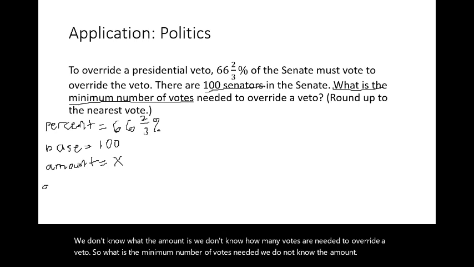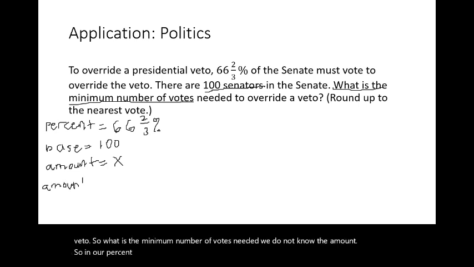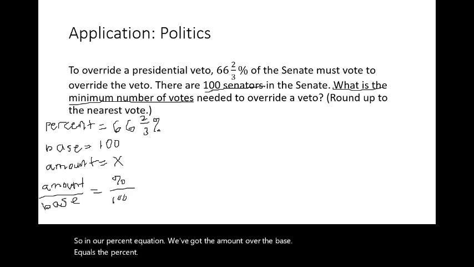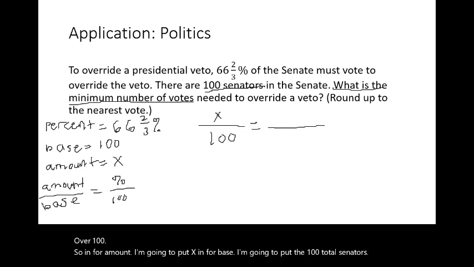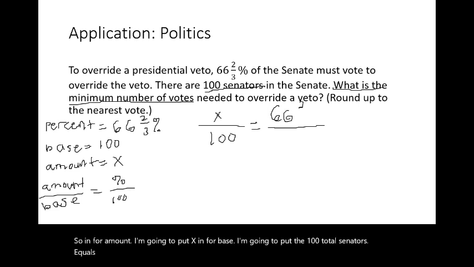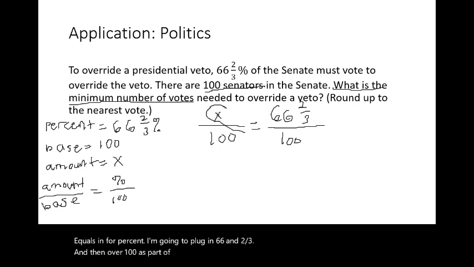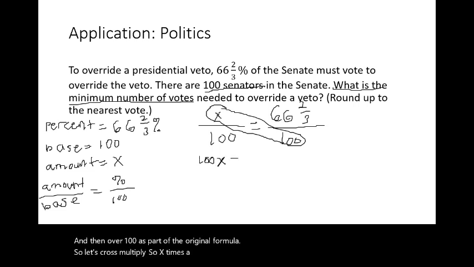So in our percent equation, we've got the amount over the base equals the percent over 100. So in for amount, I'm going to put X. In for base, I'm going to put the 100 total senators. Equals, in for percent, I'm going to plug in 66 2/3. And then over 100 is part of the original formula. So let's cross multiply. So X times 100 is 100X.